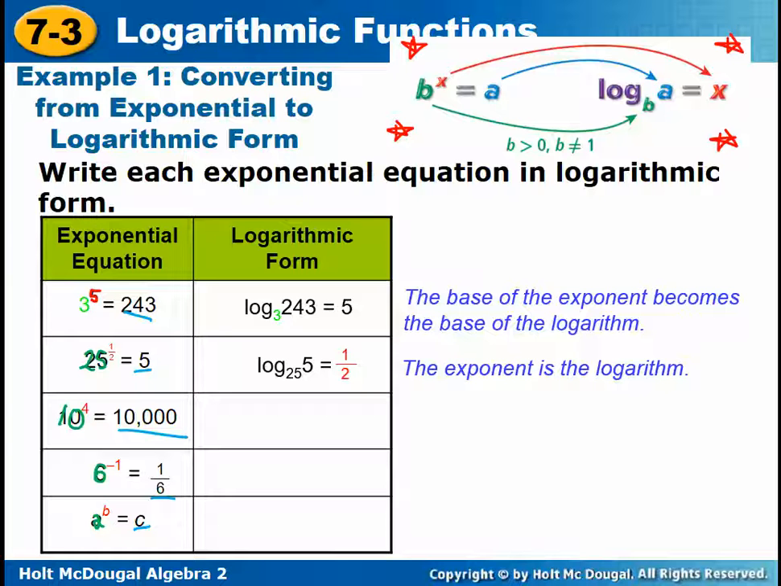In the next one, we have 10 to the 4th equals 10,000. Remember that our exponent will be the 4. That's our answer to our log. This would be log base 10 of 10,000 is equal to 4.